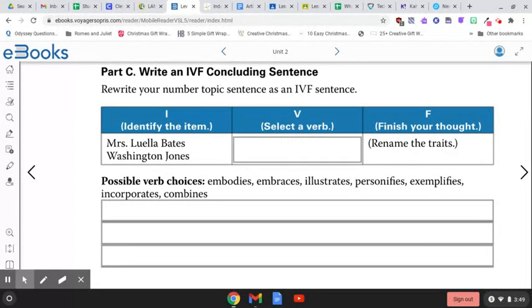If you are struggling to think of a strong verb to use, choose one from the list below the chart. Embodies, embraces, illustrates, personifies, exemplifies, incorporates, combines. To finish the thought, restate or rename the traits that you've chosen. I want you to go ahead and select a verb and then complete your IVF concluding sentence.